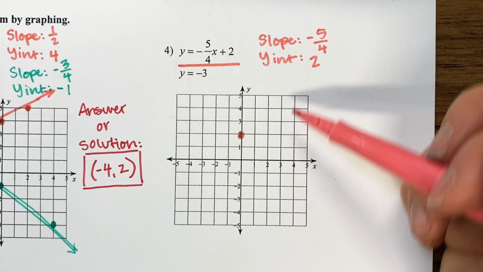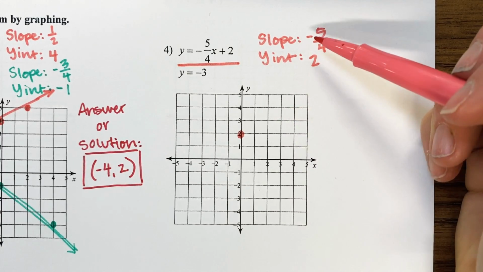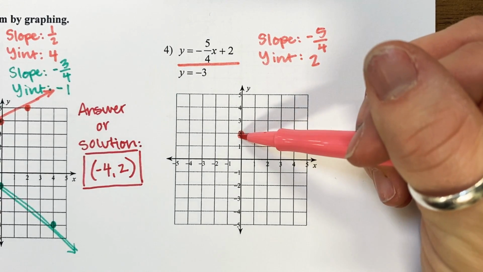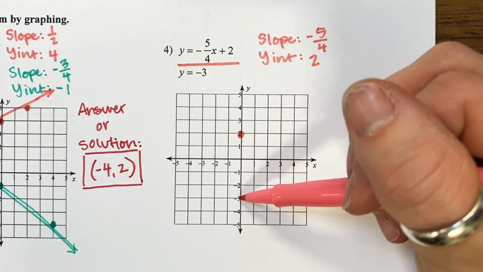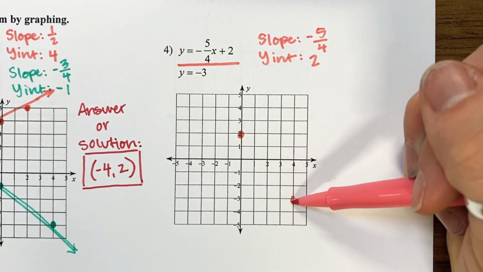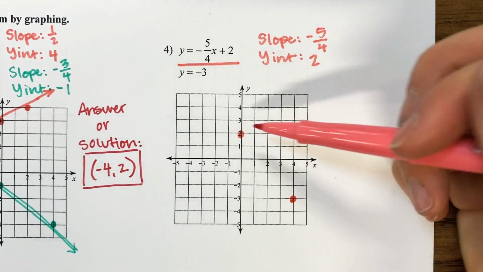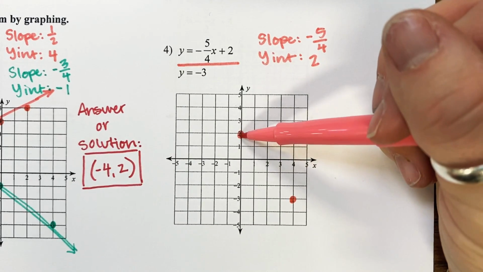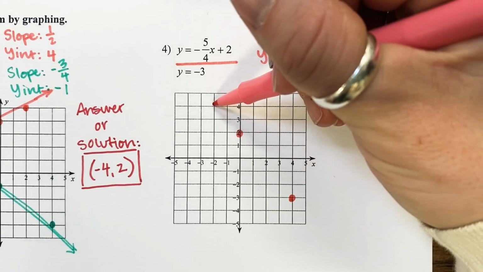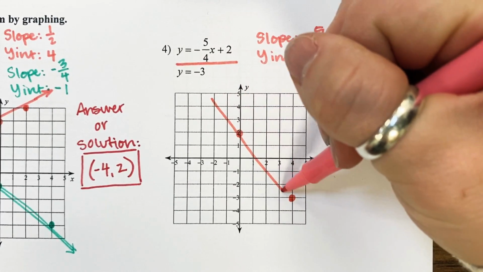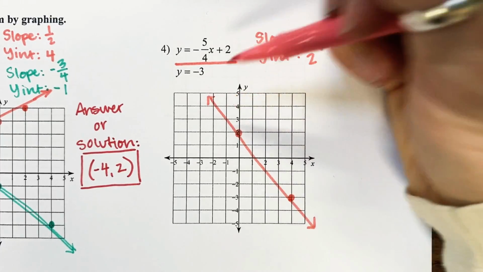Now we're going to use our slope to count to our next point. It's -5/4, so we're going to go down 5: 1, 2, 3, 4, 5, and over 4: 1, 2, 3, 4. Let's see if we can put another one on the graph. Now let's go up 5: 1, 2, 3. Oh, no, it won't work. We would go off the graph. So just go ahead and connect those 2 points for our pink line.